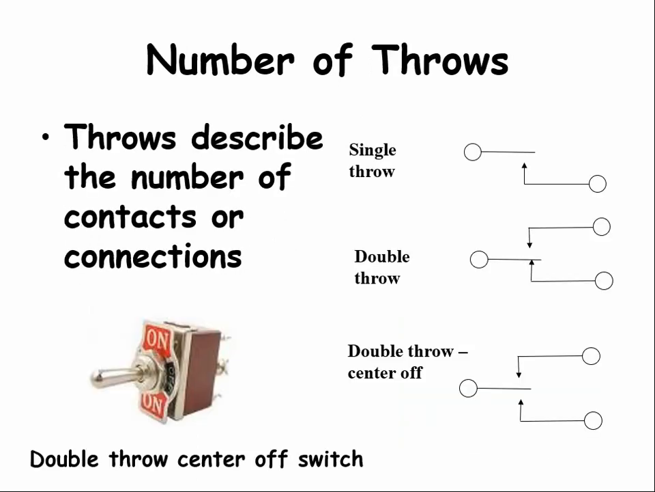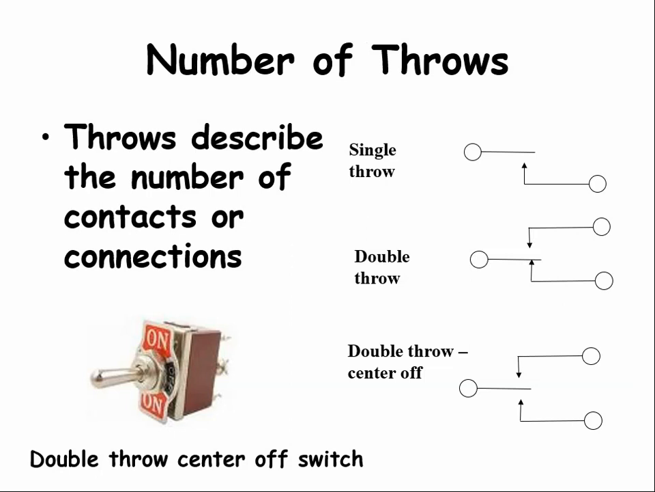The next relay characteristic is the number of throws. Relays and switches can sometimes be built in different ways so that they can be used to manage two circuits. The term throws describes the number of contacts or connections that a relay or switch can make. The little diagrams on the right side try to illustrate the concept.